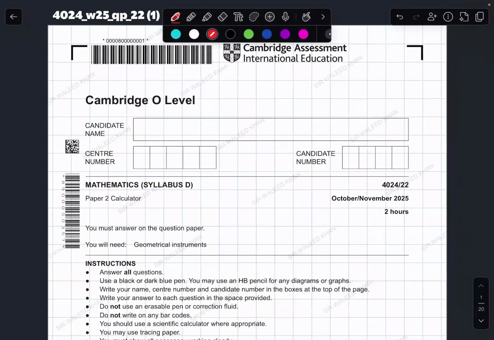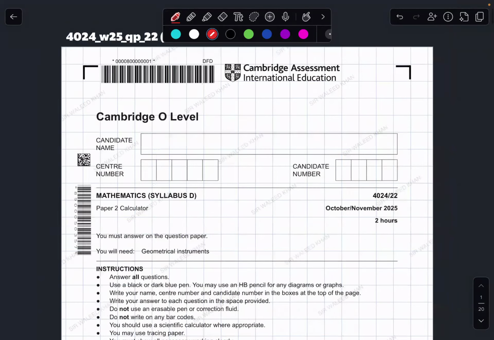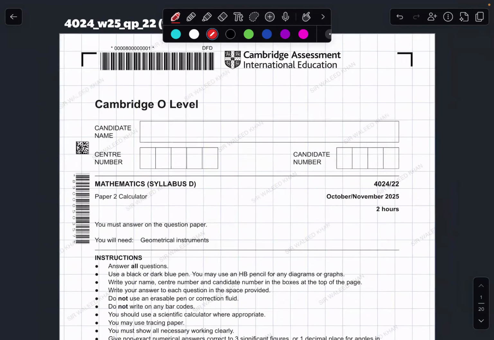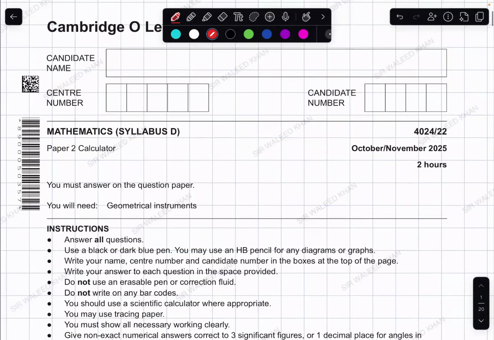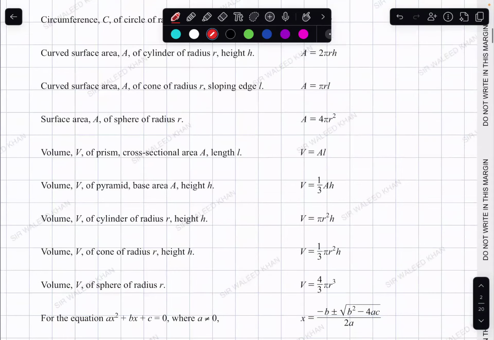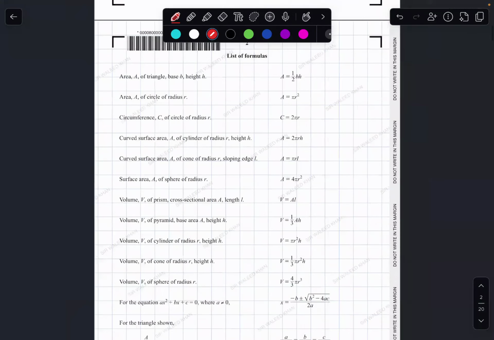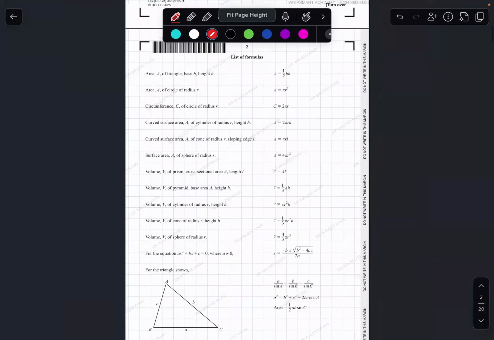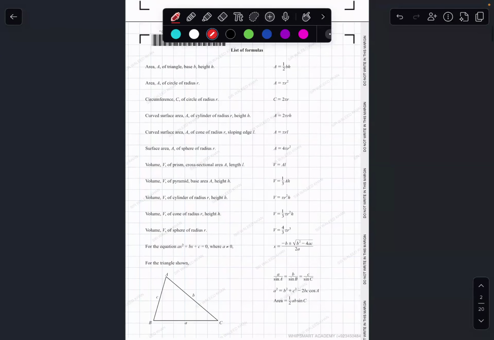We are going to start with 2-2. We are done with the first variant of paper 2 yesterday, and now we are going to do the second variant of it, October November 2025. So this is the formula sheet. Be familiar with this. आपको ये पता होना चाहिए कौन सा फॉर्मूला आएगा कौन सा फॉर्मूला नहीं आएगा, right? Okay. So be familiar with this.